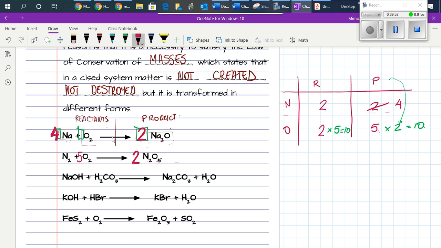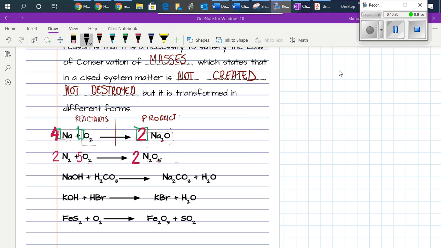And then in order to balance it, we have to multiply 2 by 2 to give us 4, which translates into adding the coefficient of 2. And then after that, you do a final check and say 4 nitrogen, 10 oxygen, 10 oxygen. Okay.